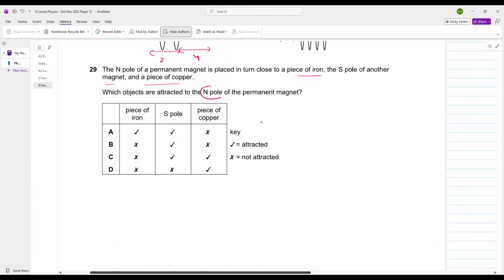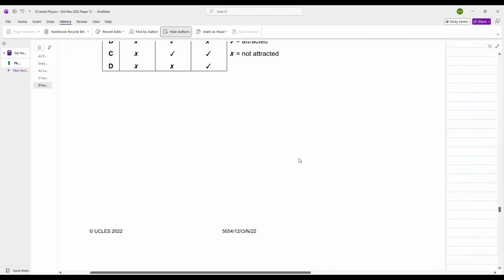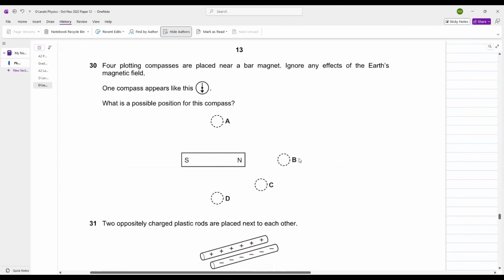Which objects are attracted to the north pole of the permanent magnet? North pole से क्या क्या अट्रैक्ट होगा? पीस ऑफ आयरन अट्रैक्ट होगा, जी बिल्कुल। साउथ पोल ऑफ अनदर मैग्नेट अट्रैक्ट होगा। पीस ऑफ कॉपर अट्रैक्ट होगा? नो। A is your answer. 229. The north pole of a permanent magnet attracts iron because iron always attracts magnet. साउथ पोल भी अट्रैक्ट करेगा, बट कॉपर अट्रैक्ट नहीं करेगा.